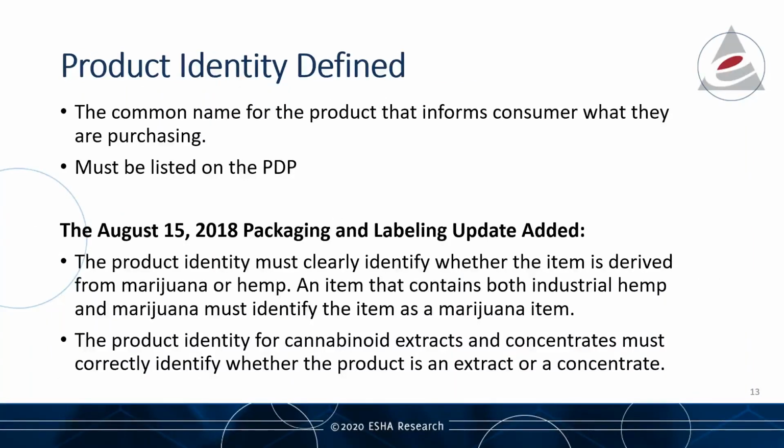As mentioned, the product identity needs to use a common name that informs the consumer of what they are purchasing. And in 2018, Oregon Packaging and Labeling Regulation was updated to clarify that products must clearly identify whether they are derived from marijuana or from hemp sources. And if they contain both marijuana and hemp sources, then they must be identified as a marijuana item. And products must clearly state if they are extracts or concentrates. There's a whole lot more to the Oregon laws, but those are just a few of the highlights that were more recent.